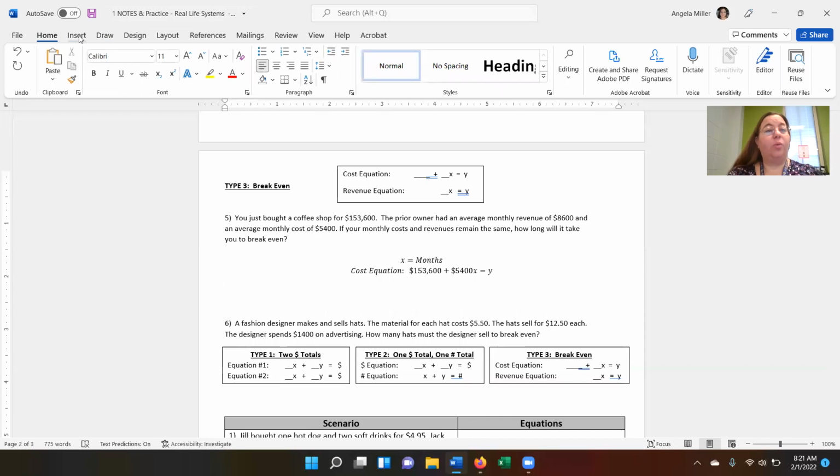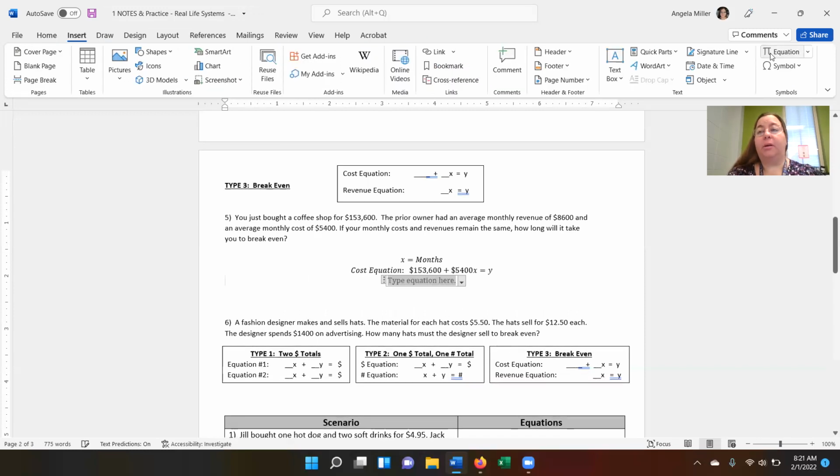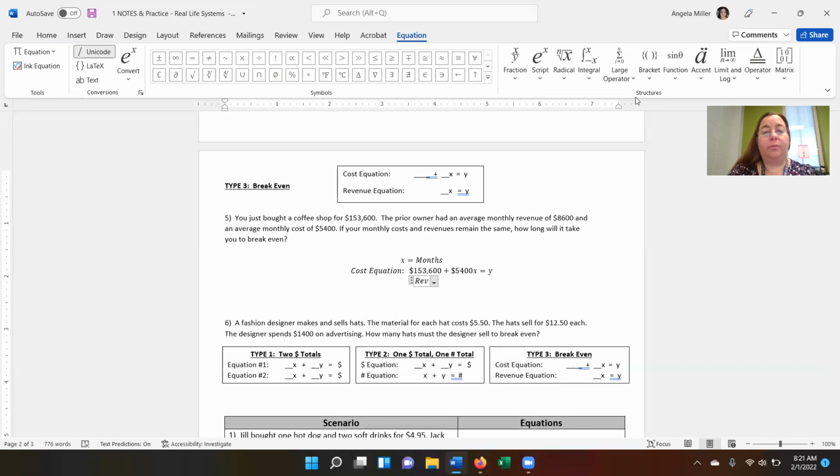Now we have our revenue equation. All right, our revenue equation. So here, all we're looking for is the revenue itself. And in this case, you're not going to have any fixed revenue, right? Nobody's paying you every single month just to exist. So we only have variable revenue. So we look here and we see that on average, our monthly revenue is $8,600. So that's what we're going to put here is $8,600 per month. That's what that X, equals Y.